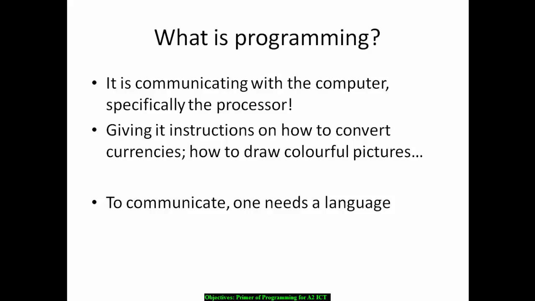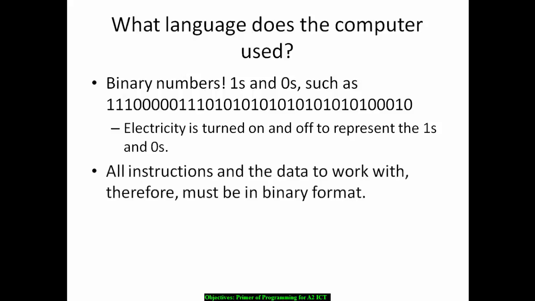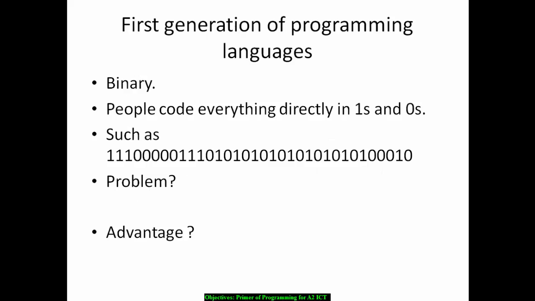So what language do we use to communicate with the computer? It's binary numbers, because the computer can only understand zeros and ones. That's because it's an electronic computer. It's using electricity on and off to represent ones and zeros. So all instructions and all the data to work with, therefore, must be in binary format.